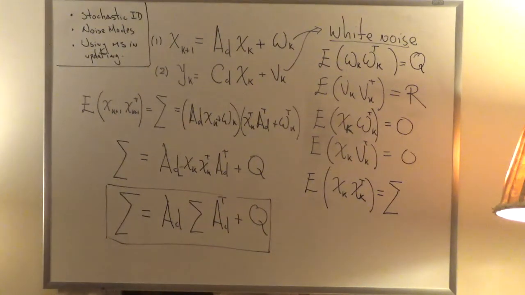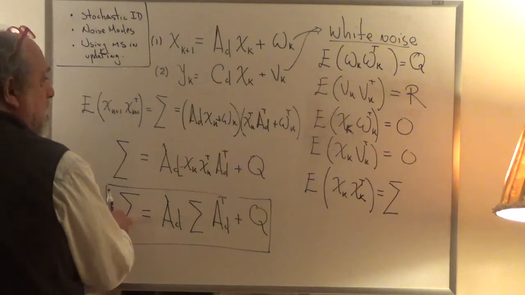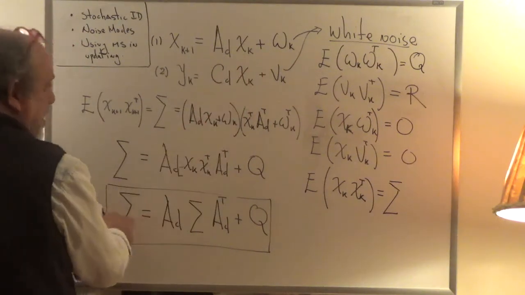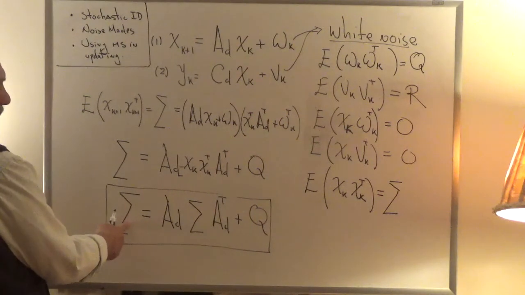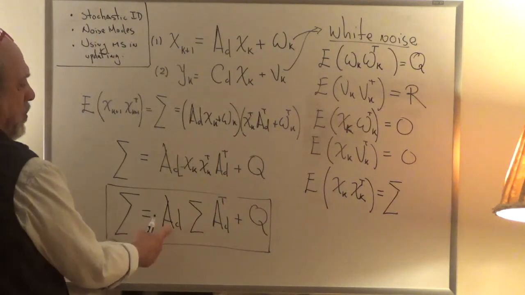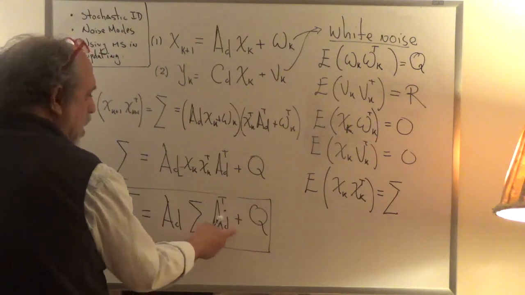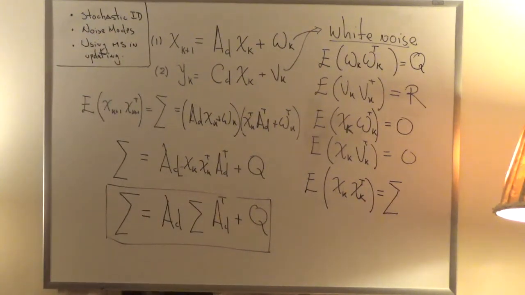Right? That is the first equation of the stochastic system identification approach. It says the covariance of the state, if we call this covariance, this x x transpose, the covariance of the state is equal to the transition matrix times the covariance of the state times the transpose of the transition matrix plus Q, where Q depends on the noise. Okay?